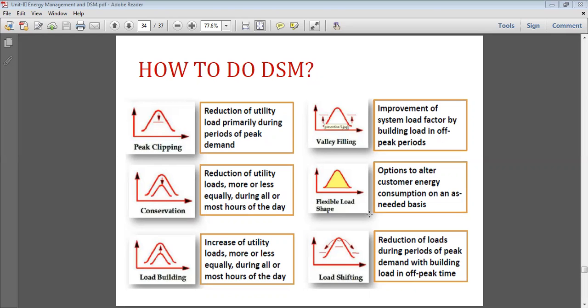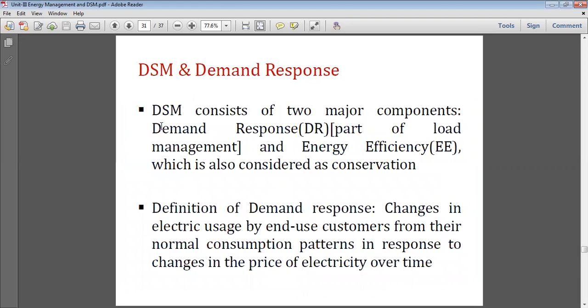Demand side management consists of two parts. DSM consists of two major components. One is the demand response, a part of load management where we are going to manage the load, and load management has a number of options which we have already discussed. The second part is energy efficiency. So by combining energy efficiency technology with the demand response, that is, the demand management, we can achieve demand side management very effectively, isn't it?